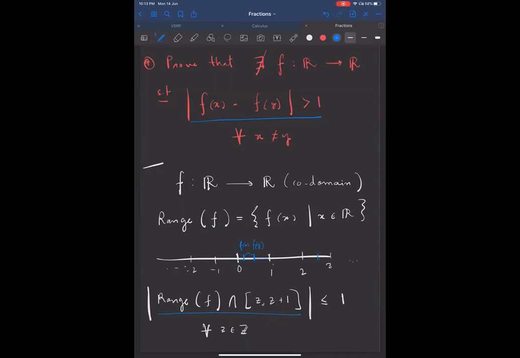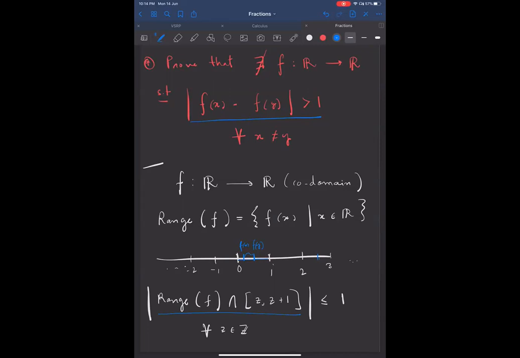The problem is not yet finished, but try to understand this statement, what I'm trying to say. In a particular unit interval like this, there can't be more than one point of the range of this function. The outputs of the function are always very far apart. That is given in the assumption of the question. Two different outputs will always have a distance more than one between them. So two of them can't lie in a small interval of unit length. So the range of f intersected with [z, z+1] always has cardinality less than or equal to one, for all z.